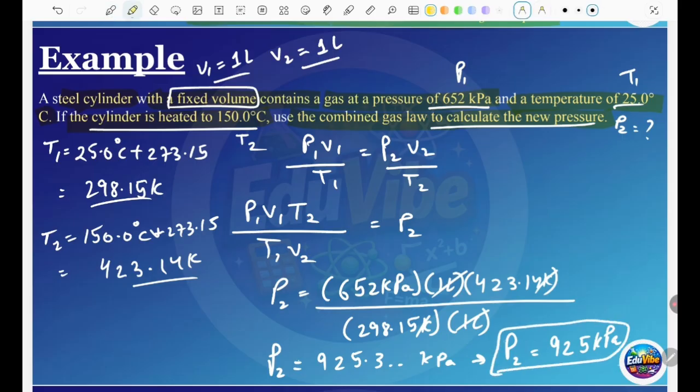So that's your P2. That's a kind of long calculation. When you put it in the calculator, you must take care of the multiplication and the division. That's the long calculation you have to do in this type of problem, and you get the P2. You have to just recognize in the question which is given to us and which you have to find, which is initial, which is final.